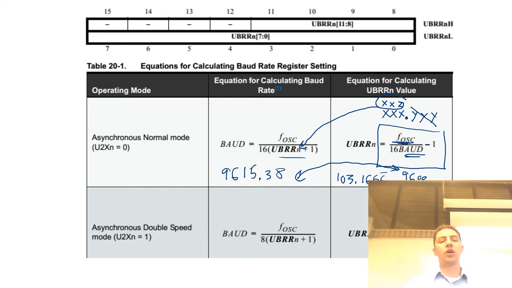I could have also done it with the U2X bit on. I would have been dividing by 8 instead of by 16. So I could have tried it here. I might get a smaller error. So it's up to you to decide whether or not the U2X bit gives you a better result. Or I may tell you, you have to use the U2X bit, which means you need to know which formula to choose from. Okay.